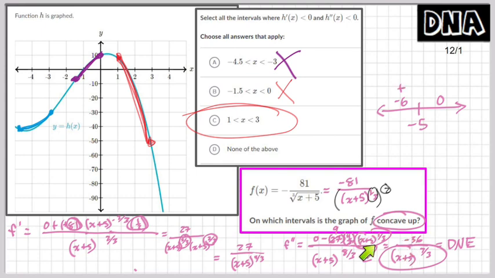Now let's do 0. If I plug 0 right here, it's a positive 5. Positive 5 raised to that power, then third root is still a positive number. What's a negative divided by a positive number? Negative. Which interval are we concave up, Stews? Anything less than negative 5. And that's your answer.